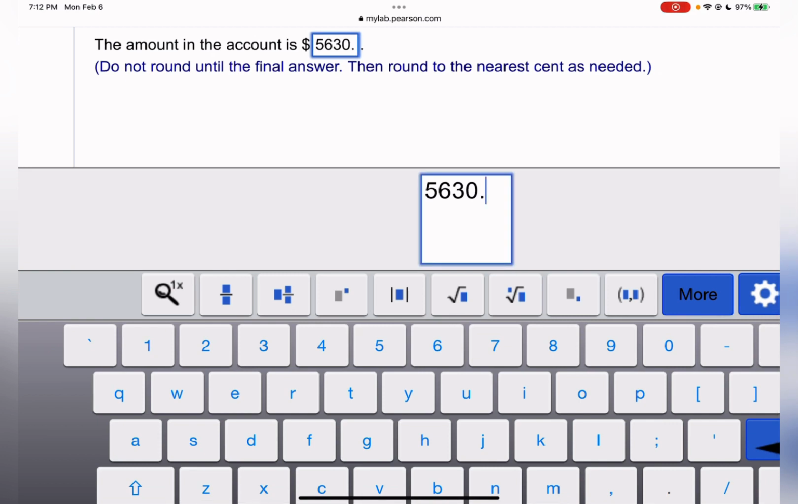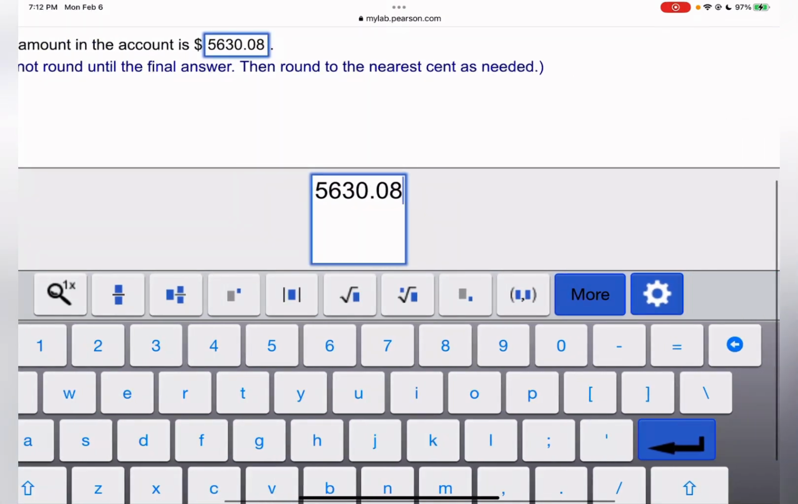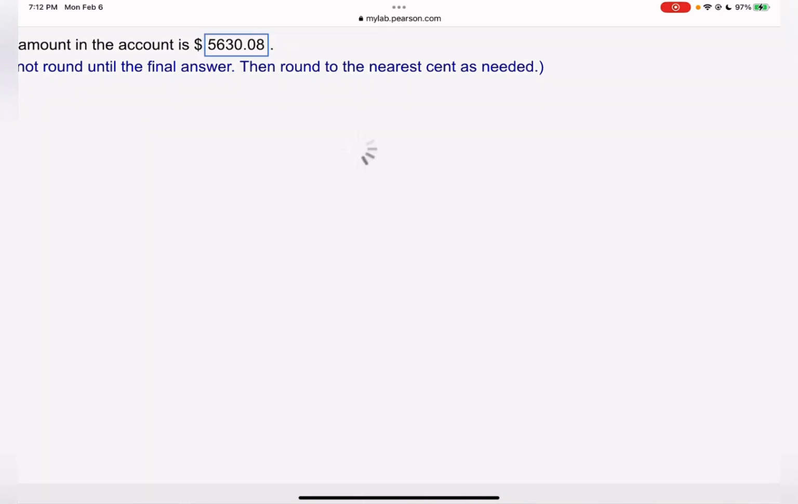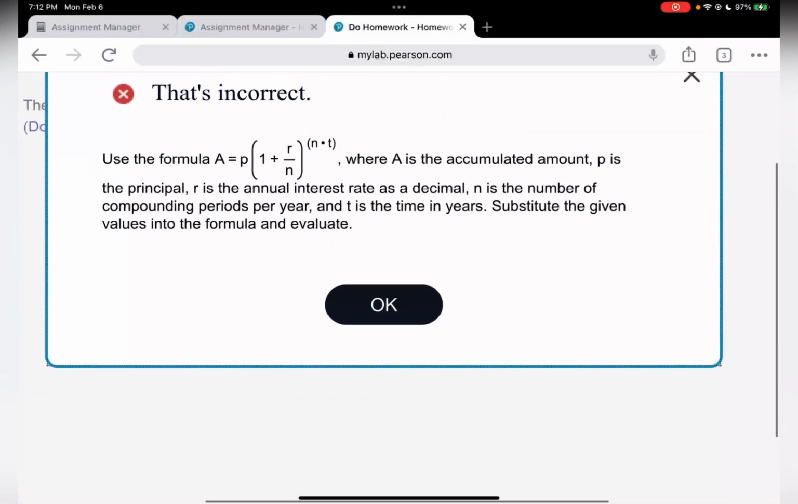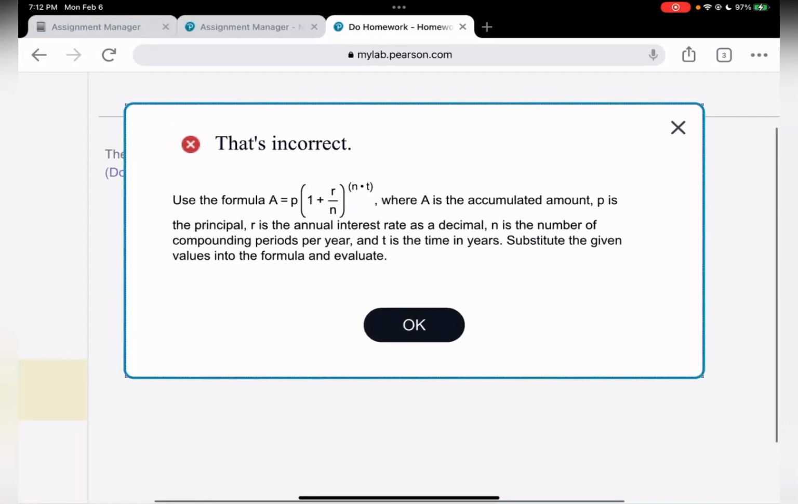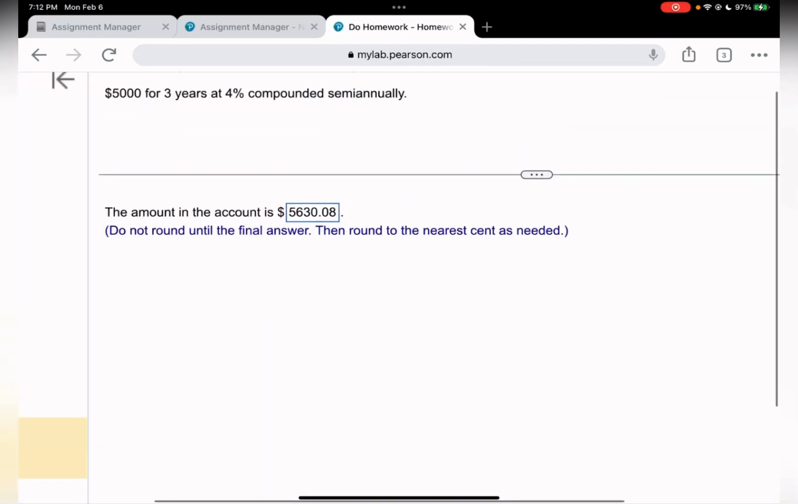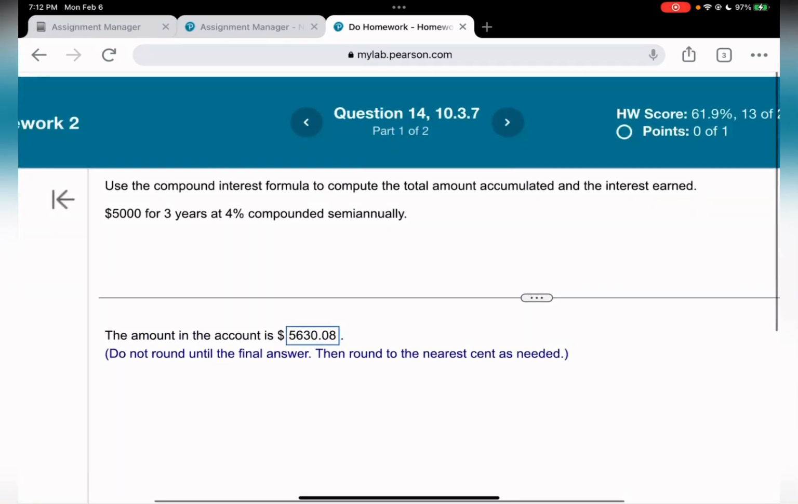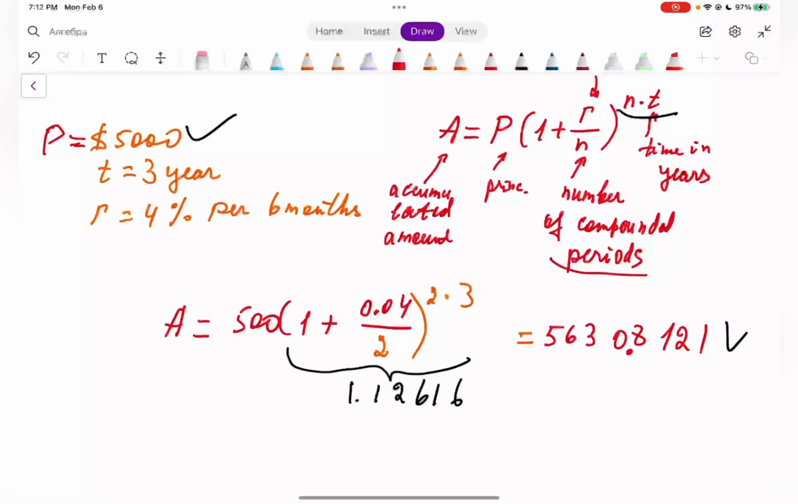$630.08, because this is the final answer for this question. So I round to the nearest cent. Okay, started. What is wrong? Let's do the math over again. Some silly mistake on my calculator, I don't know, we'll see.